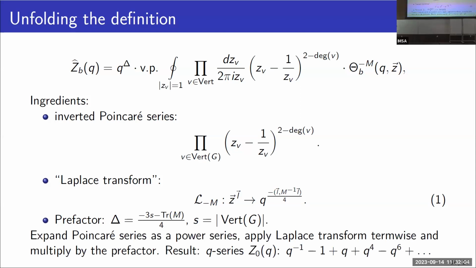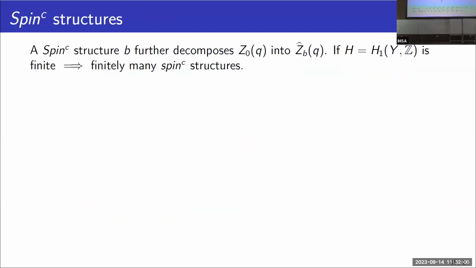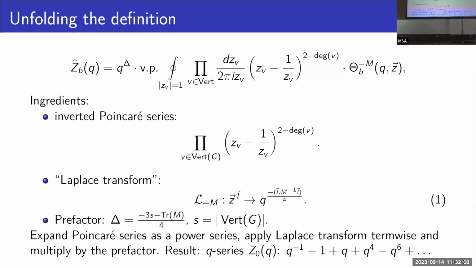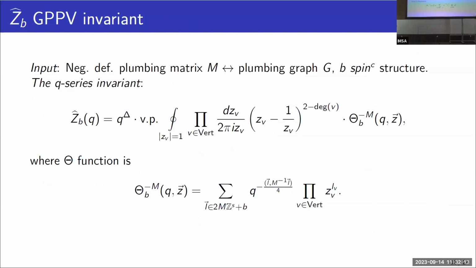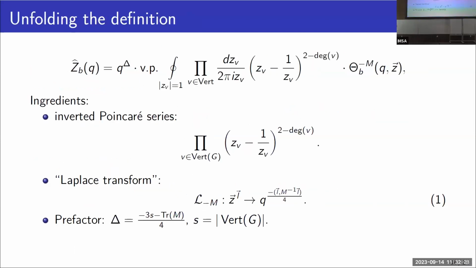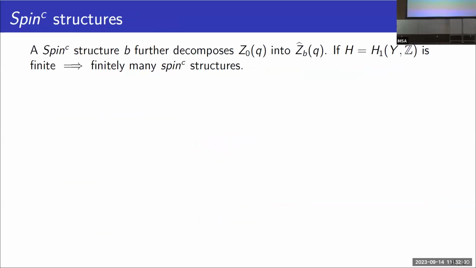Okay, so this is what I already said. The last bit of the definition is that there was this little shift in the theta function, so we are summing over some shifted lattice. Whenever you have a spin C structure on your three manifold, it gives you some subset of the lattice, and you sum just over this subset, and this gives you an additional dependence on the spin C structure.